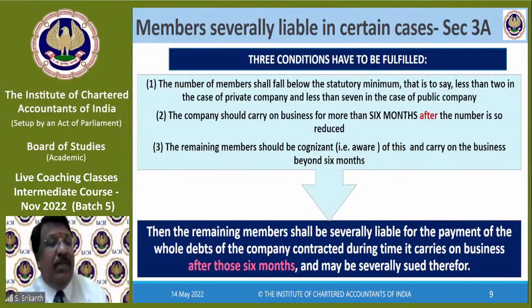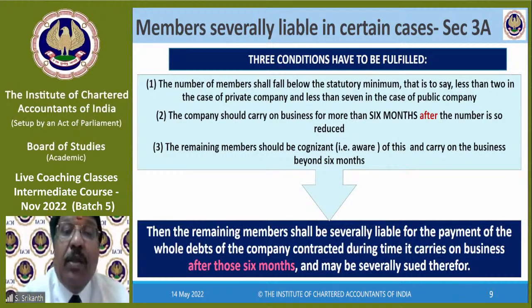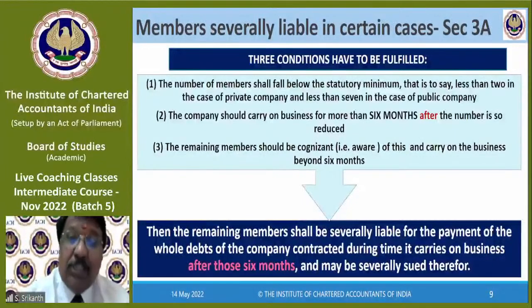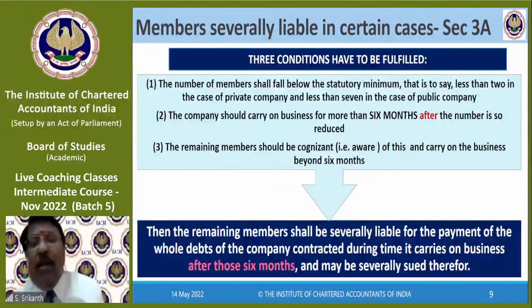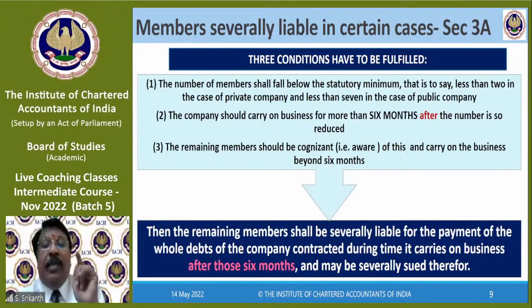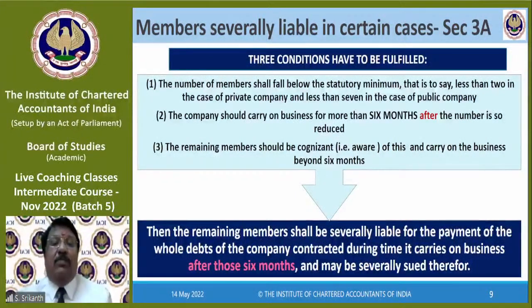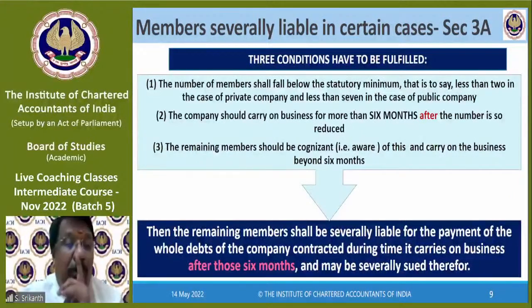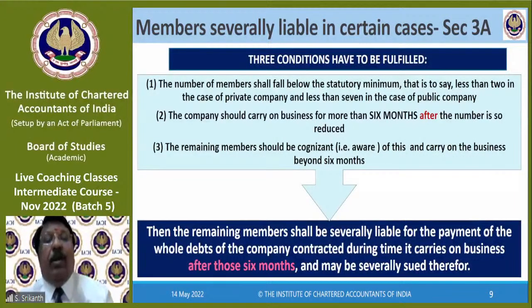Means, in our example, the remaining 5 bakras who are continuing to run the business for more than 6 months, they have run the business with a reduced number knowingly. These fellows shall be severally liable for the payment of the whole debts of the company contracted during the time it carries on business after those 6 months and may be severally sued therefore. Means any one of those 5 fellows can be sued by the creditor, but only in respect of debts contracted or incurred or borrowed during the time it carries on business after 6 months.